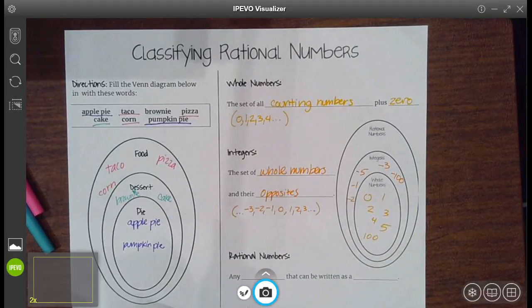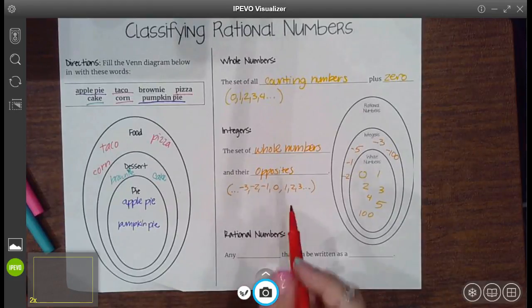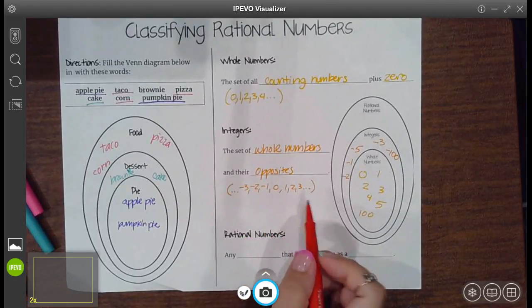Now, is that all the types of numbers? No, because what about all the things in between? Like what's between 0 and 1? Half, 2/3, a fourth, 4/5. Fractions and decimals are between whole numbers, right? And there's also negative fractions and decimals. So rational numbers are all those numbers in between these guys.